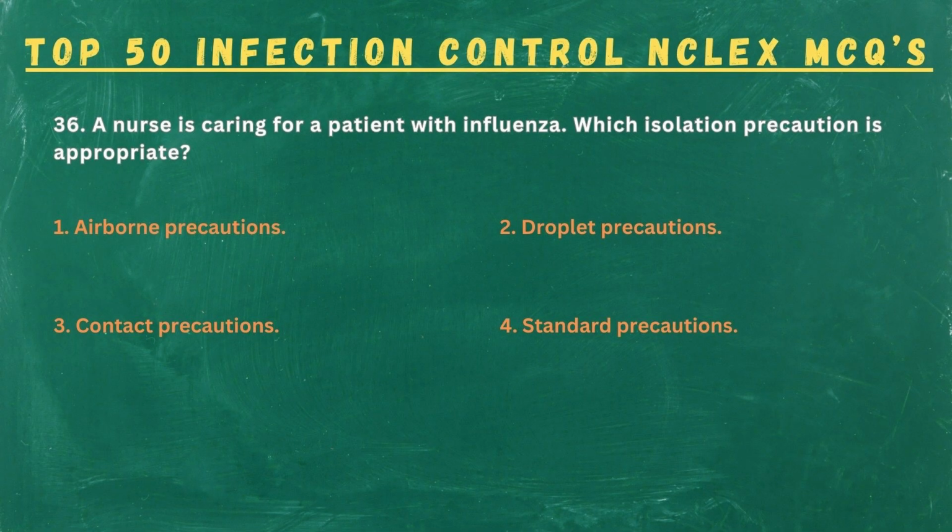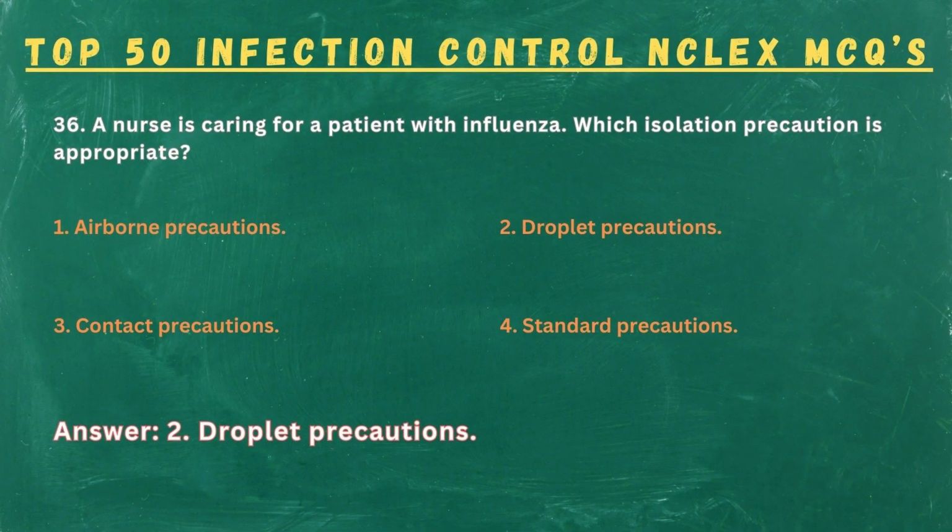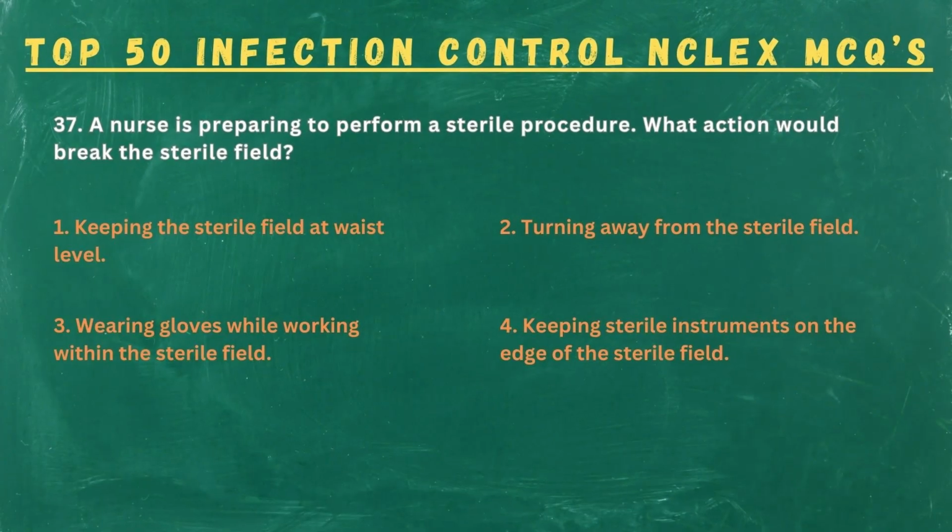36. A nurse is caring for a patient with influenza. Which isolation precaution is appropriate? 1. Airborne precautions. 2. Droplet precautions. 3. Contact precautions. 4. Standard precautions. Answer: 2. Droplet precautions.